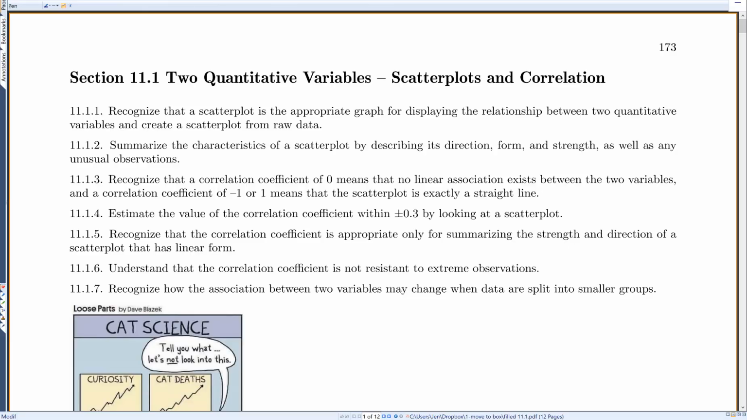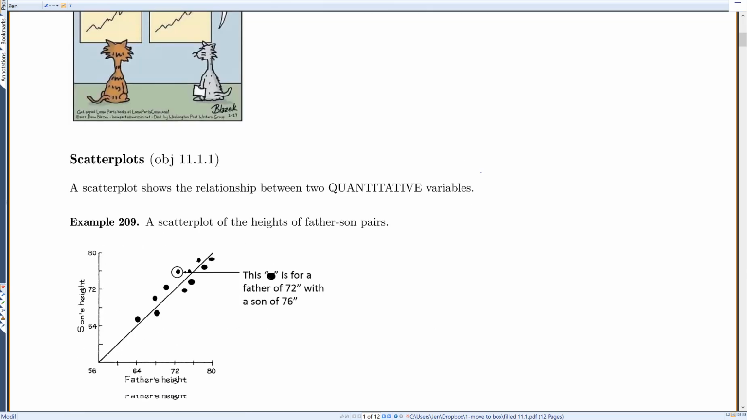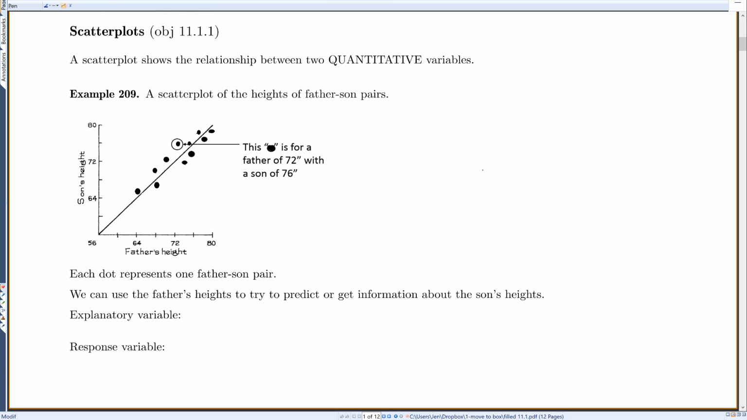This is section 11.1. We're looking at two quantitative variables, and we're going to use scatterplots and correlation to do that. So let's start with scatterplots. A scatterplot shows our relationship when we have two quantitative variables, so two numerical variables. For our first example, we have a scatterplot of the heights of father-son pairs. So this goes back to your math classes when we had graphing with coordinate pairs.